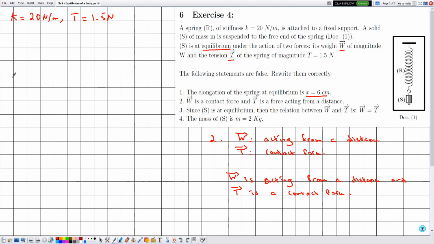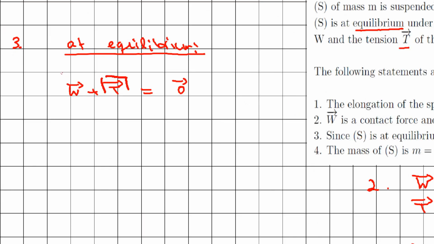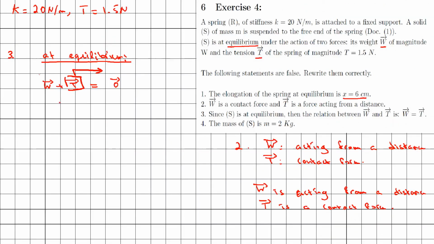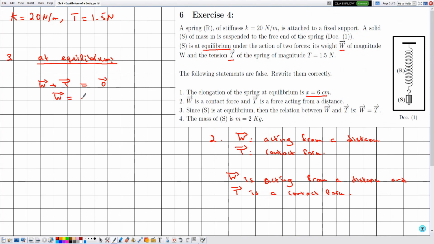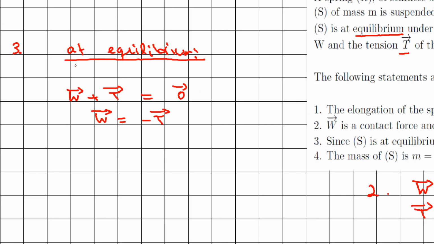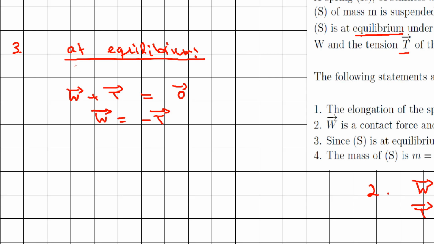Then let me say here as a title, at equilibrium, then on the left hand side of this equation, we will write the different forces acting on the solid S, and they are given by the weight and the tension. And on the right hand side of this equation, we write the zero vector corresponding to the condition of equilibrium. Now dragging T to the right hand side, it will gain a minus sign, then the W vector is equal to minus T vector.